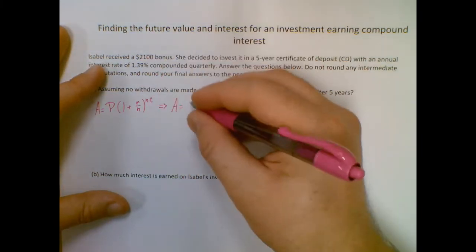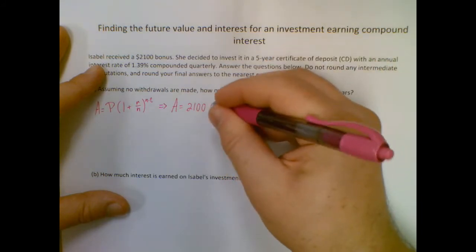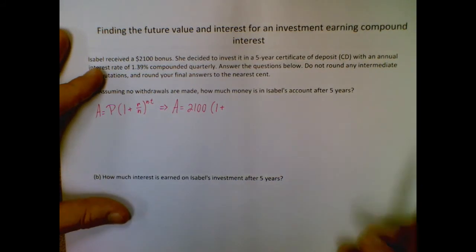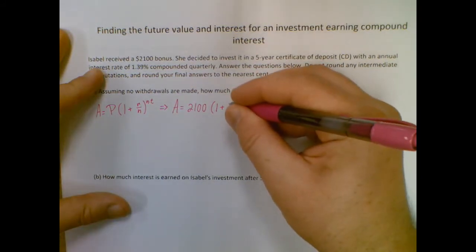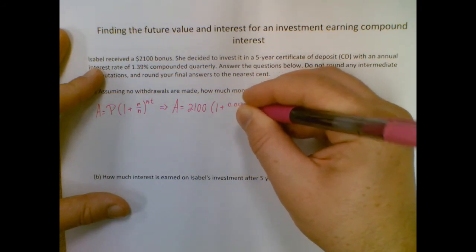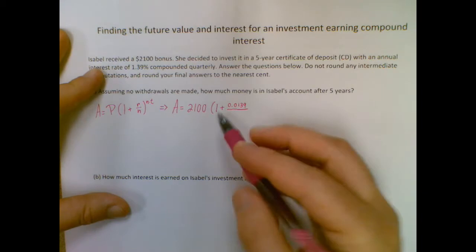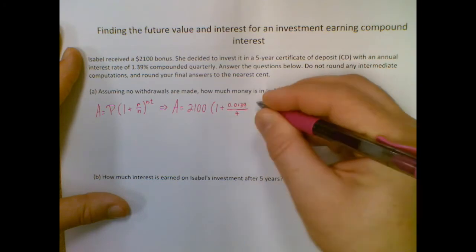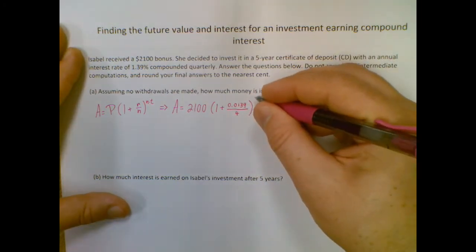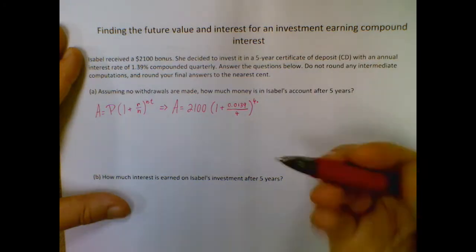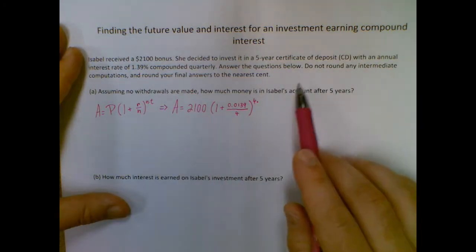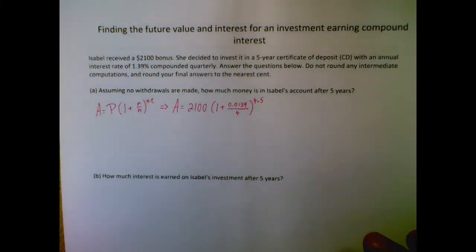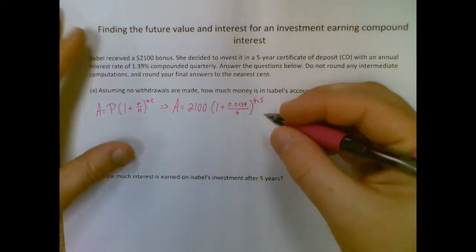my principal is how much she's putting in, so that's 2,100. 1 plus our rate is 1.39%, but remember you don't want it as a percent, you want it as a decimal. So we need to divide by 100 and say 0.0139. Divided by the n value, which is how many times it's compounded. So this is compounded quarterly, so that's 4 times. And that's raised then to the same n, so 4 times the time, how many years are going past. So after 5 years, that t will be 5. Now we have to do some calculations to clean this up, but that's the formula.